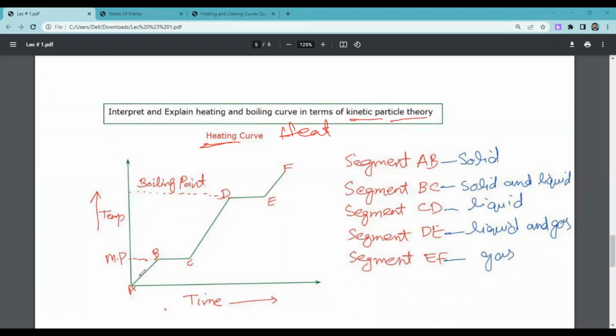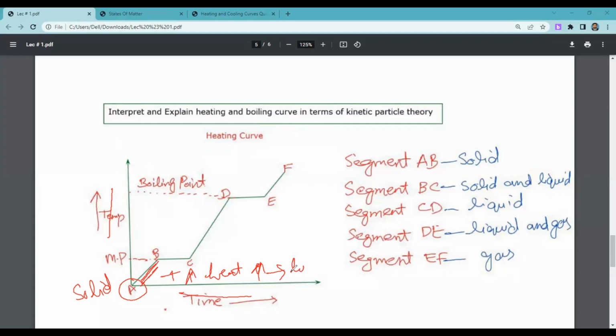At this point in the curve, sorry, it's creating trouble again, but we will fix it. At this point, the substance will exist as a solid. Here time is increasing in this direction, and temperature is increasing in this direction. It means that temperature is increasing and time is also increasing. When we are providing heat, it means the substance is becoming less ordered.